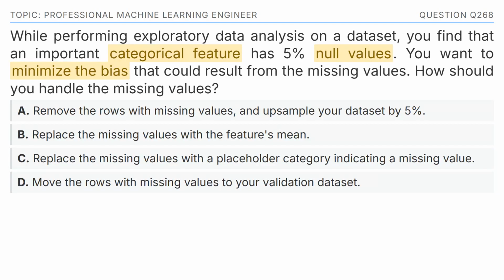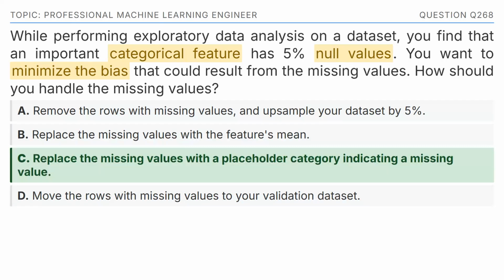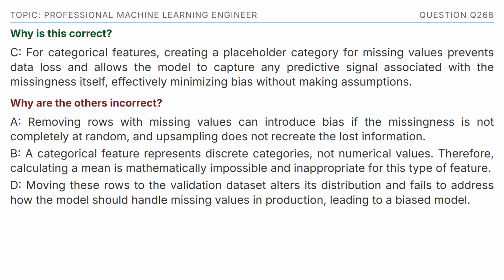To arrive at the correct answer, we focus on the keywords: categorical feature, null values, minimize the bias. The correct answer is option C, replace the missing values with a placeholder category indicating a missing value. Why is this correct? C. For categorical features, creating a placeholder category for missing values prevents data loss and allows the model to capture any predictive signal associated with the missingness itself, effectively minimizing bias without making assumptions.